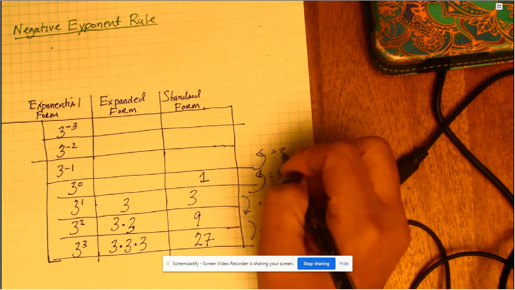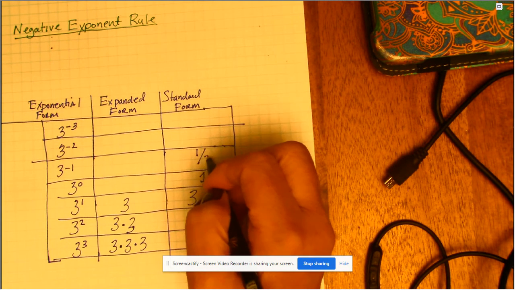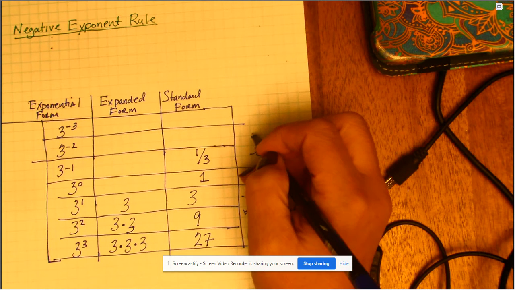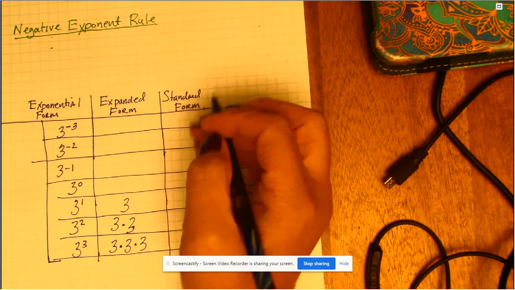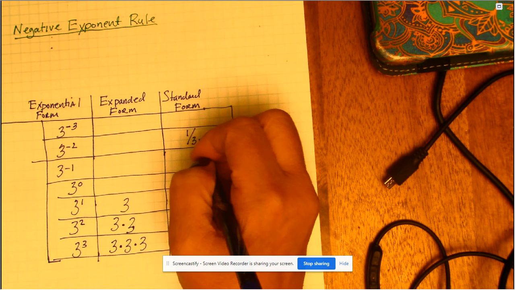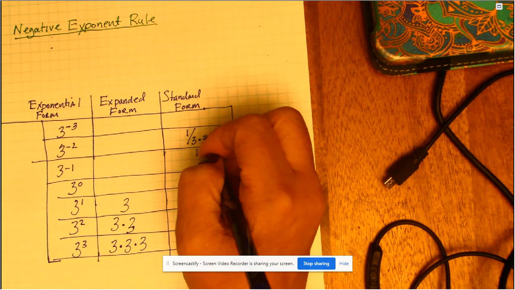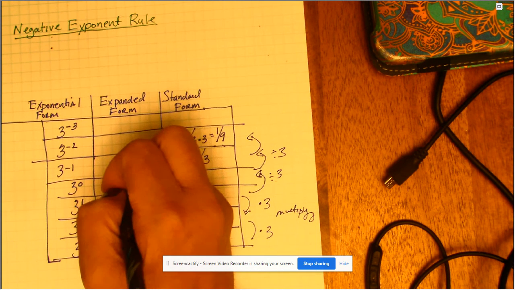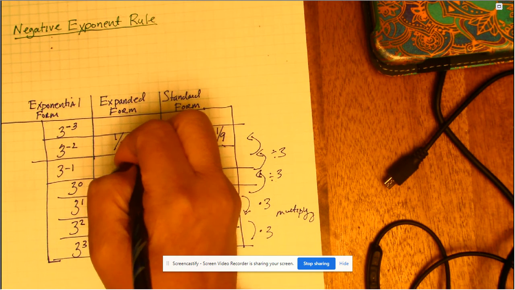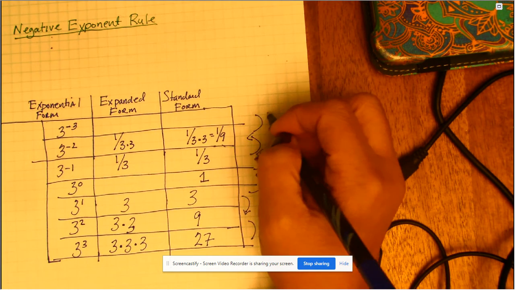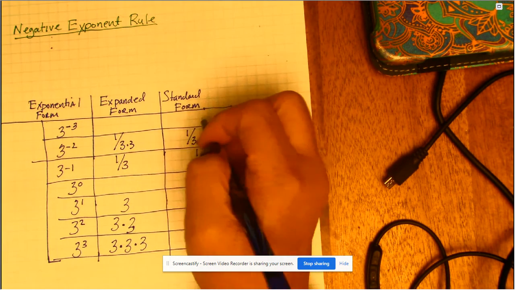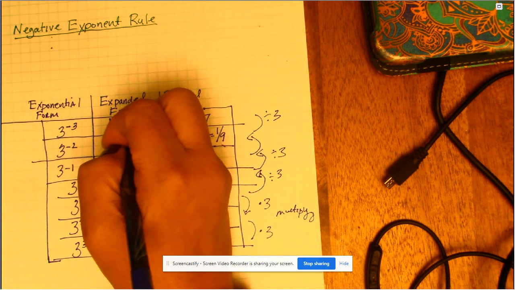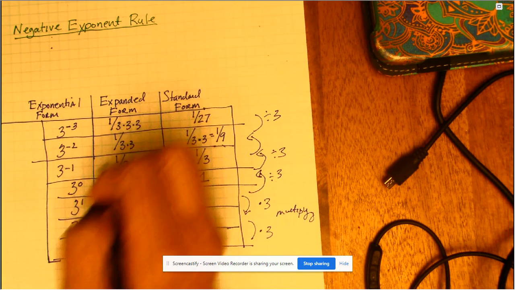If we divided by 3 again, we'd have 1 divided by 3, written as a fraction, 1/3. If we continued to divide by 3, we'd have 1 divided by 3 times 3, or in other words, 1/9. And lastly, if we continue to divide by 3, we'd have 1/27, or 1 divided by 3 times 3 times 3.